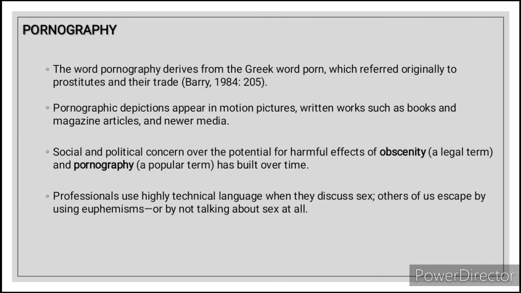Social and political concern over the potential for harmful effects of obscenity, a legal term, and pornography, a popular term, has built over time. Professionals use highly technical language when they discuss sex. Others of us escape by using euphemism or by not talking about sex at all. Direct and open conversation about sex between parent and child is too rare in our society.